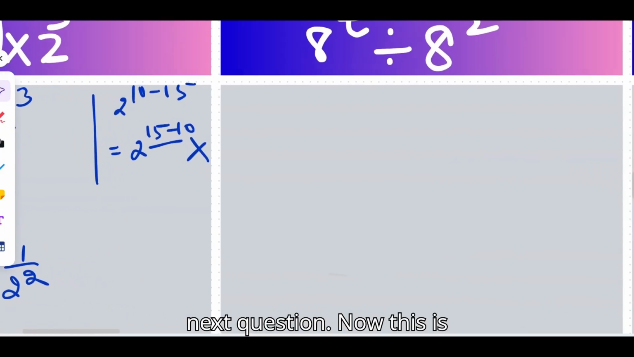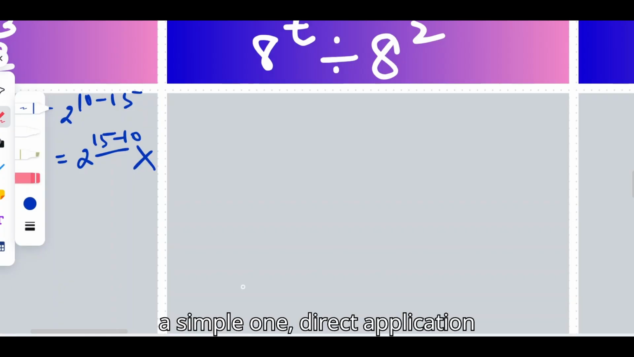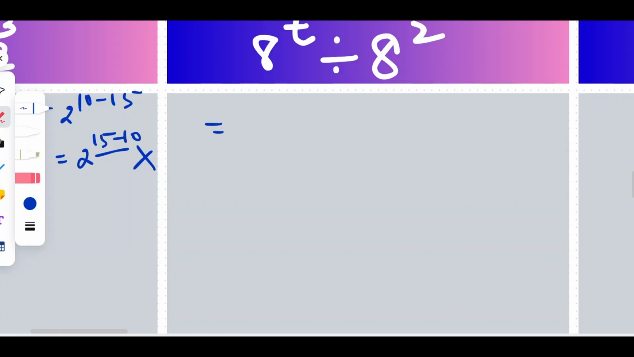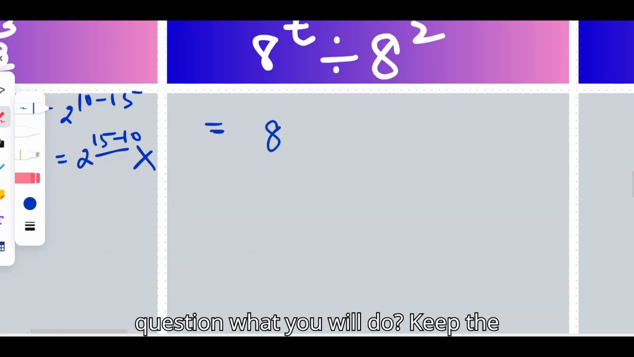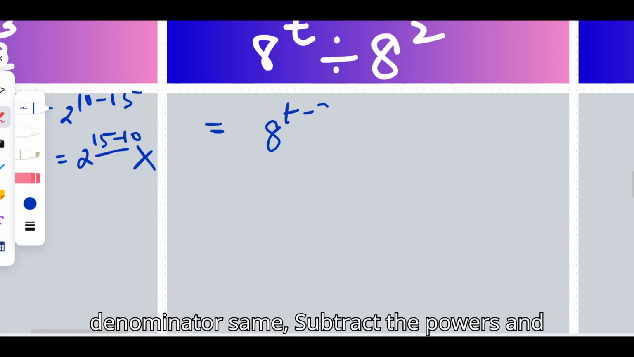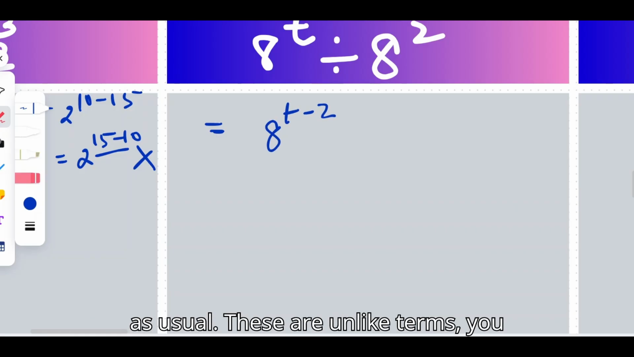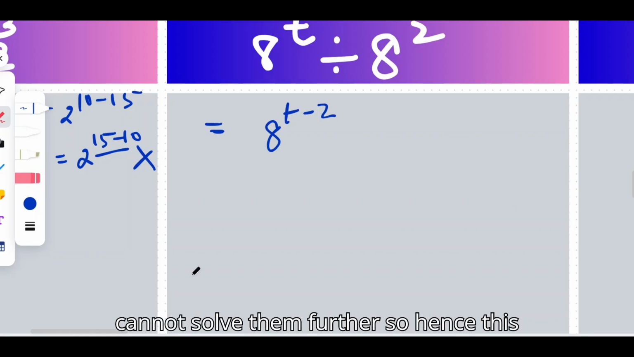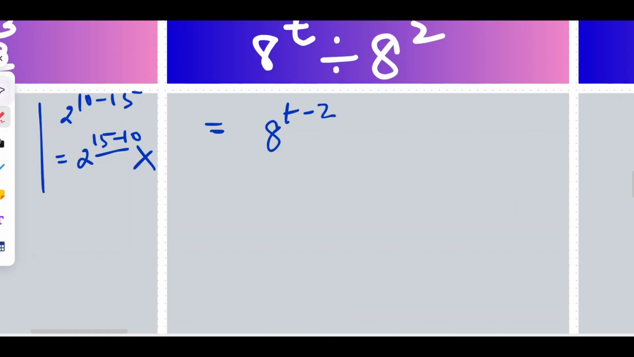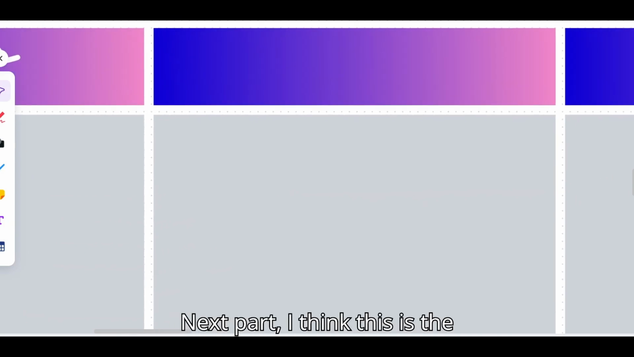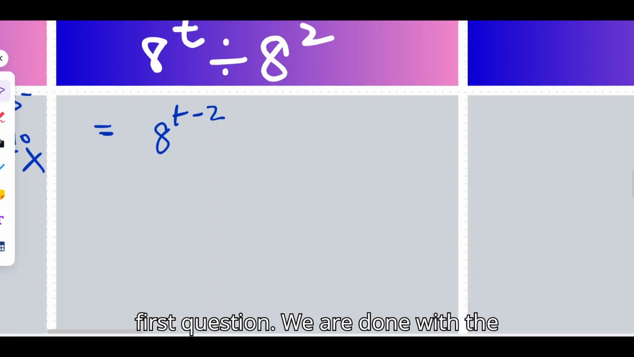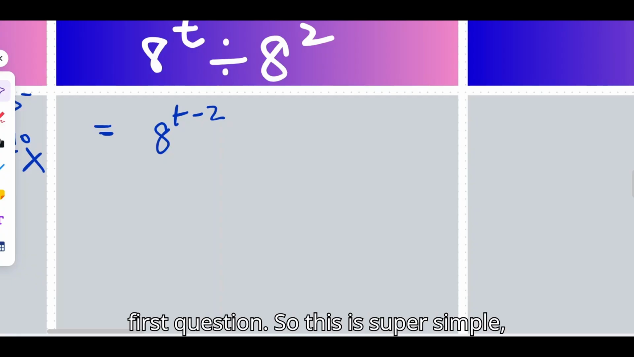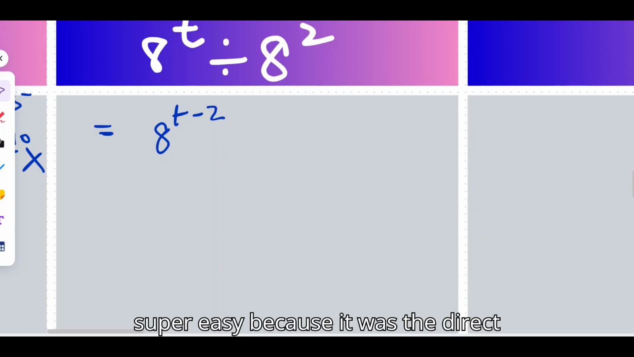Okay, next question. Now this is a simple one. Direct application of your power of exponent rule. So here in this question, what you will do is keep the denominator same and subtract the powers, and as usual, these are unlike terms, you cannot solve them further. So hence, this is our answer. Next part, I think this is the first question. We are done with the first question. So this is super simple, super easy because it was the direct application of the rules.